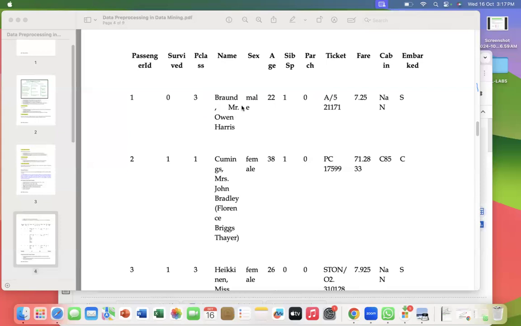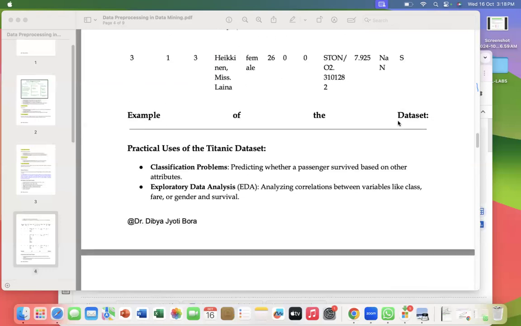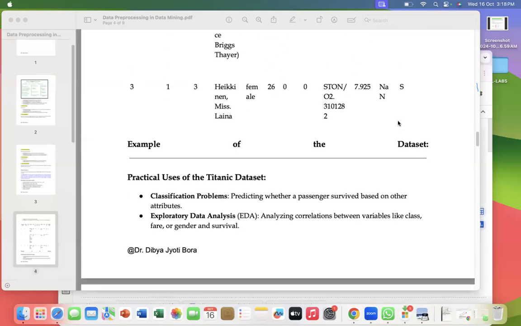So you can see here the passenger ID, survived, these values. Then passenger class, name, sex, age, ticket number, fare, cabin, which cabin. See here NA, not available. So some values are missing that we have to take care of.